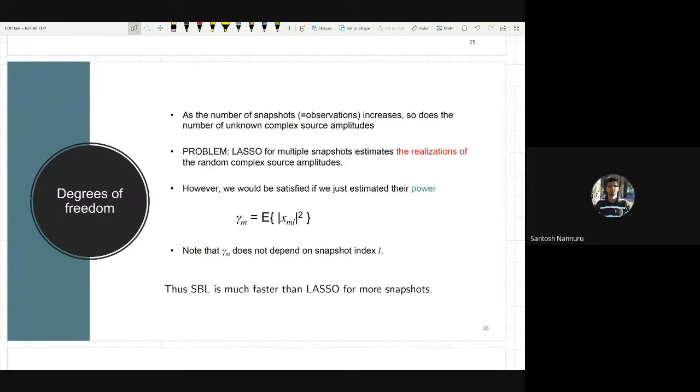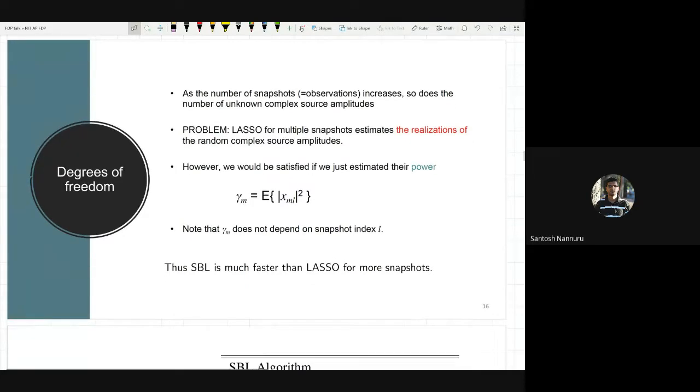Even if you have more observations, as long as those unknown vectors X are from the same underlying distribution, you still only have to find one gamma, one covariance matrix, or the diagonal of that covariance matrix. The number of entries does not change at all. The amount of data increases, but the unknown parameters to find do not increase. That way you have fewer parameters to estimate, and it's much more efficient and works computationally much better. So gamma does not depend on the snapshot or the data index. It's a very nice thing.